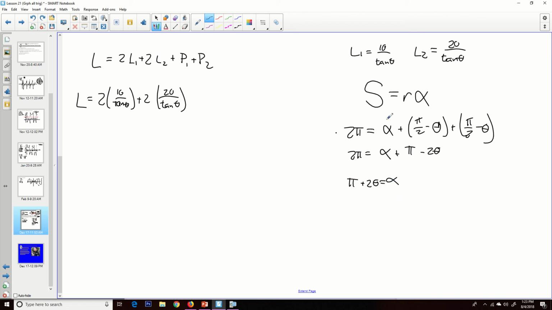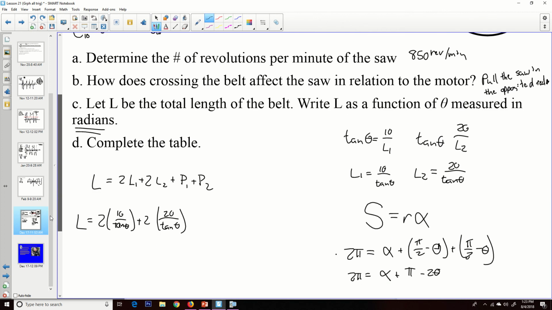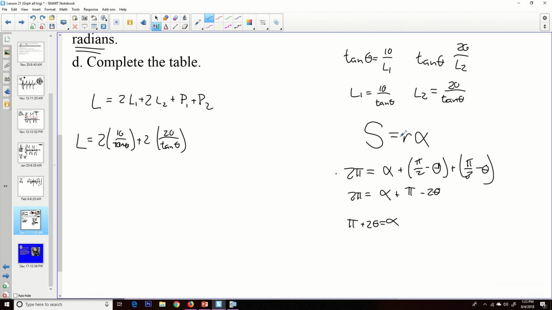So alpha is equal to pi plus 2 theta, and even though it's a different circle, this one here is still pi over 2 minus theta, and this one is still pi over 2 minus theta. And so that's still another alpha. All right, so we'll have 2 of these arcs, but one is going to have a radius of 10, and the other one's going to have a radius of 20. So we're going to do that.